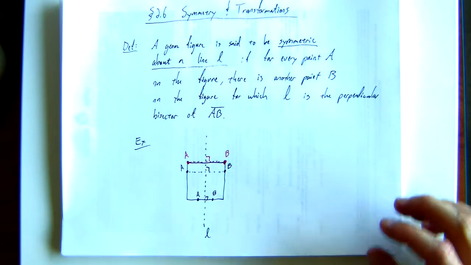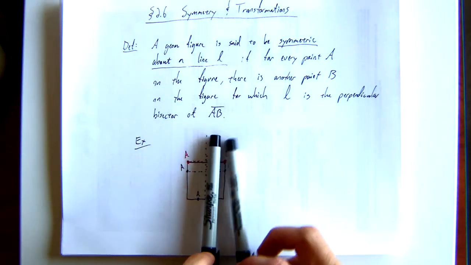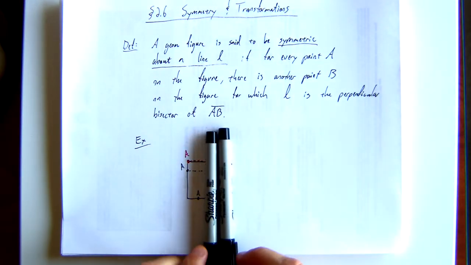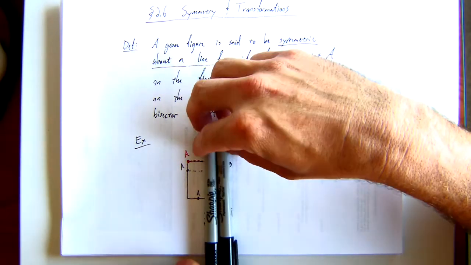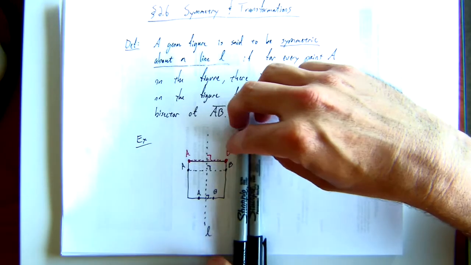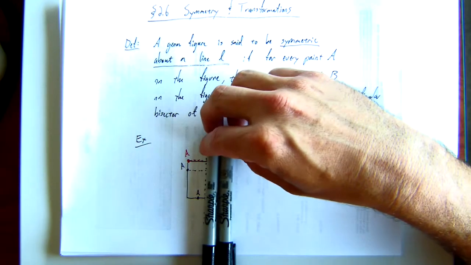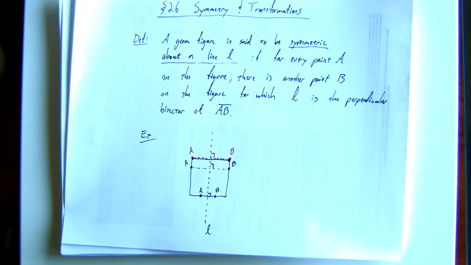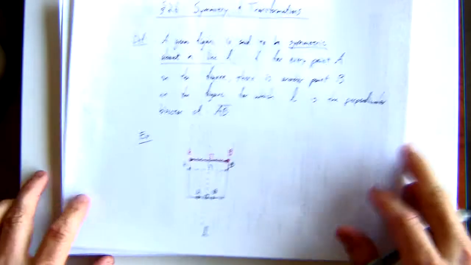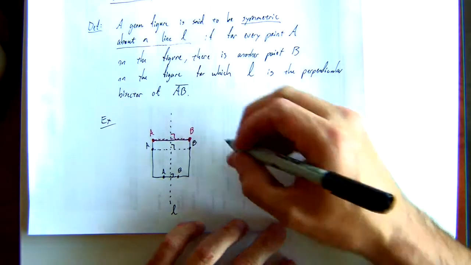You can think of it almost as if you covered up one side, then you could sort of see that line L creates a mirror image of the side that you covered up. I'm sure you've all been familiar with symmetry before. Now, a figure doesn't have to be symmetric about just one line.